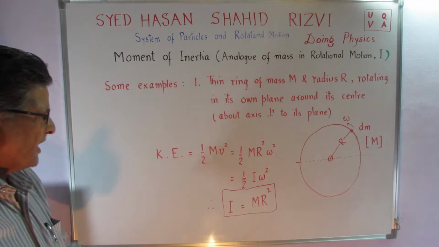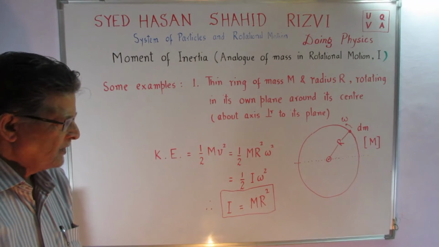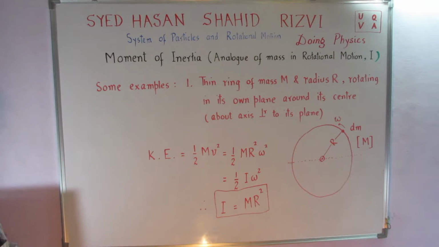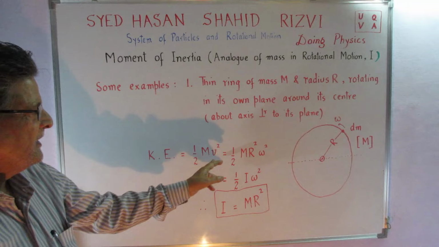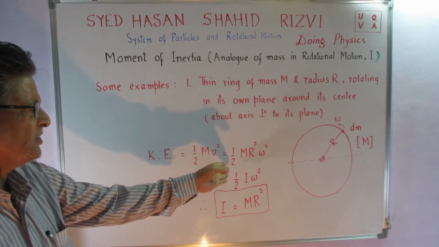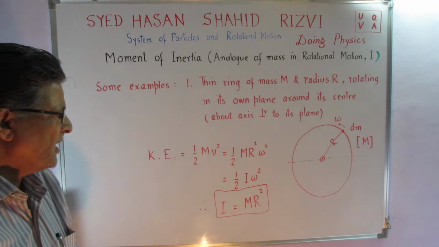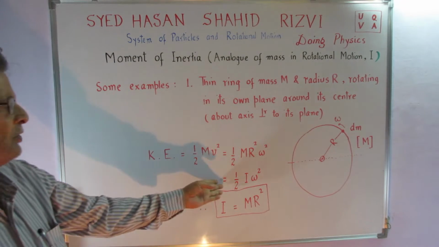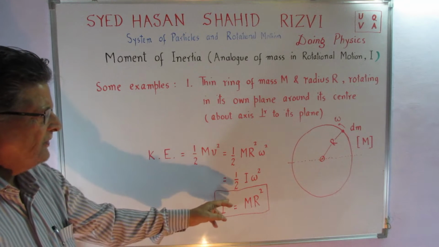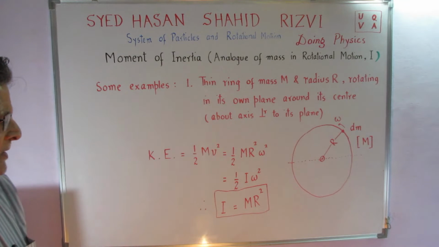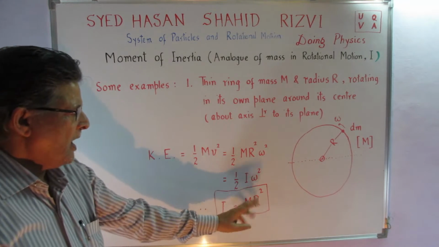Now the kinetic energy of this, because everywhere the velocity is v, is equal to half mv square, which is equal to half m r square omega square, because v is equal to r omega. So this turns out to be equal to half I omega square. Therefore I will be equal to mr square.